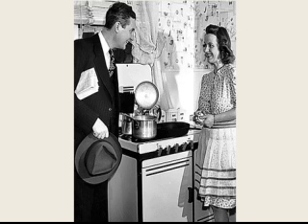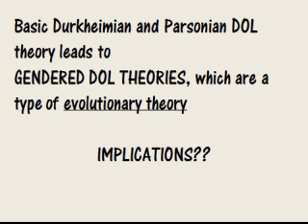to be marginalized. And so then women started to feel some discontent. They started to feel like their roles were not as valued or valuable as men's roles, and they started to push back against that, and that was what started the women's movement. So the basics of Durkheim and Parsons' theories lead us to gendered division of labor theories. These are types of evolutionary theories, and we can clearly see the implications for society.